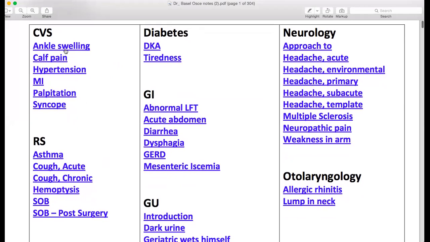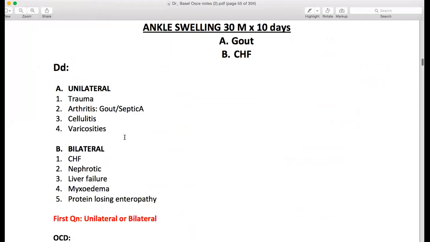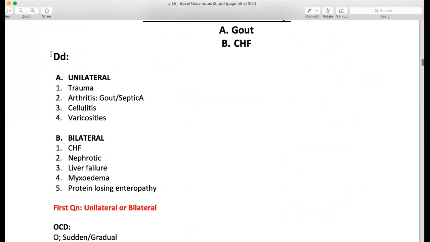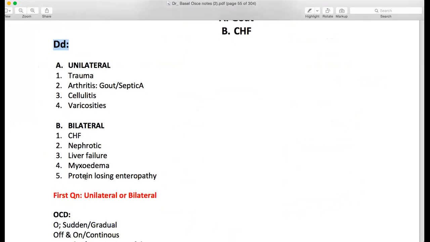If you click on this one, whichever you click, it will open right away, and then everything is written. Even the DDs are written. In the other one, the differential diagnoses are not written, but in this one, the differential diagnoses are written. But at the same time, it's not enough. You have to know more differential diagnoses, because once you are taking the history, you are ruling out differential diagnoses. That's why your own notes will help you in this.